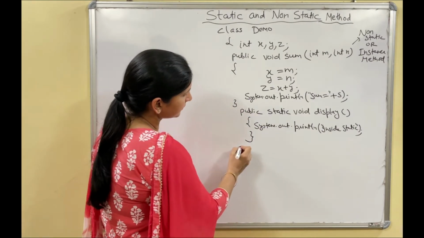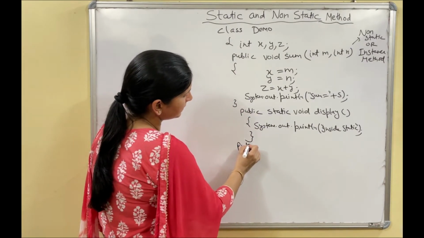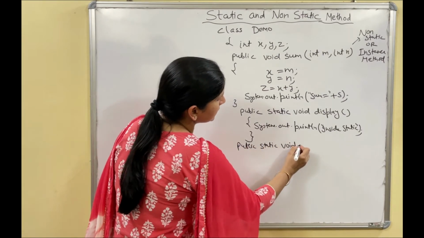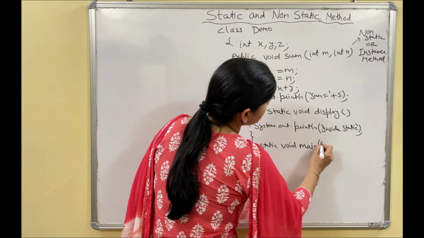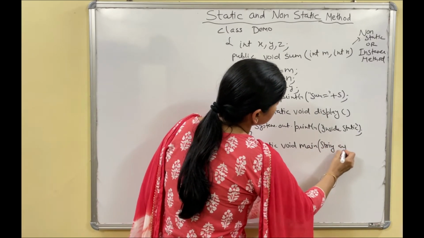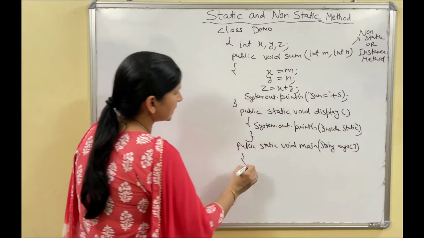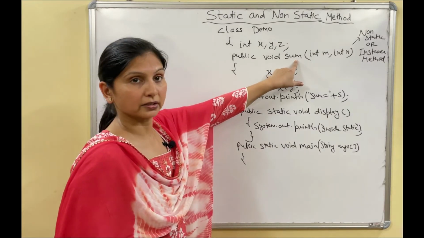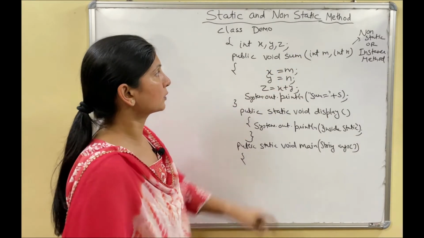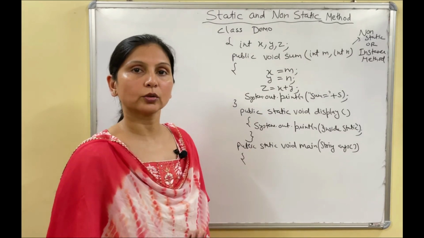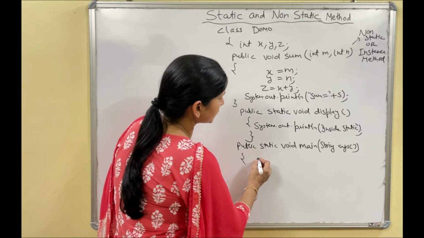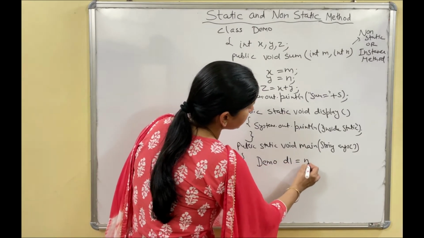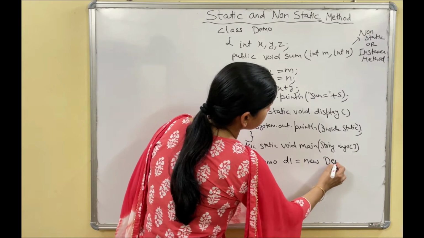Now we will make the main function: public static void main, String args, right? Inside the main function, to call this user defined method or non-static or instance method, what do we do? We create the object of the class. So how will you create the object of class? Demo, class name, d1, object name, equals new Demo.